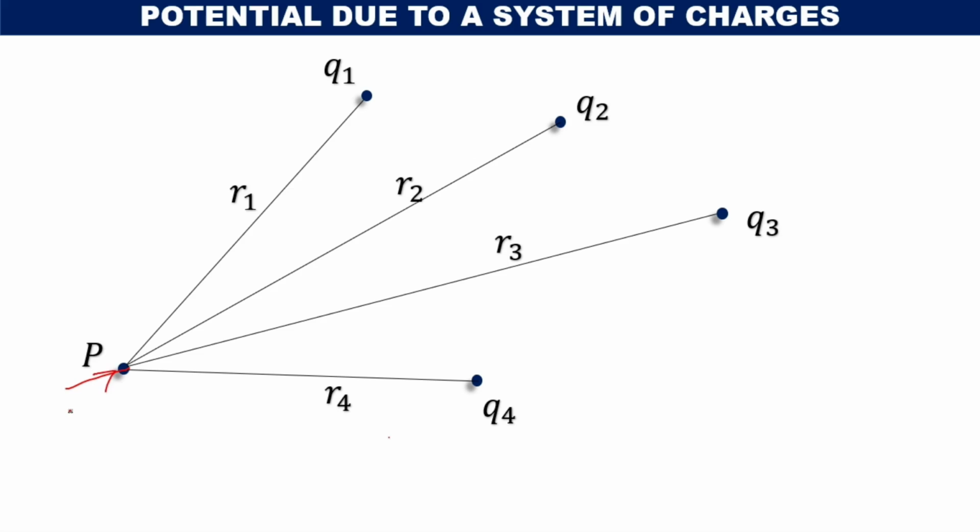We have to find out the electric potential at point P from each of the charges. Therefore, we need to determine the distance of each charge from the point P. Charge Q1 is at a distance of R1 from the point P, the line joining the charge and the given point. Similarly, if we draw a line joining Q2 and P, assume that Q2 is at a distance R2; similarly Q3 is at a distance R3 and Q4 is at a distance R4 from the given point P.